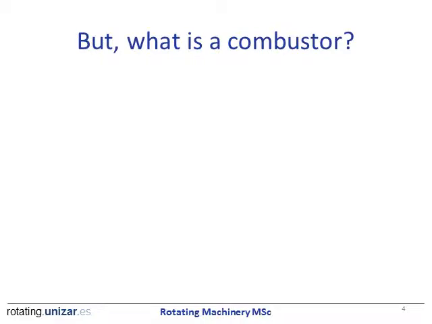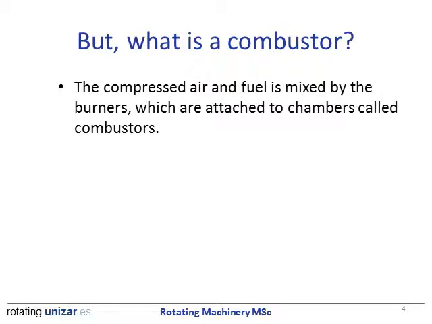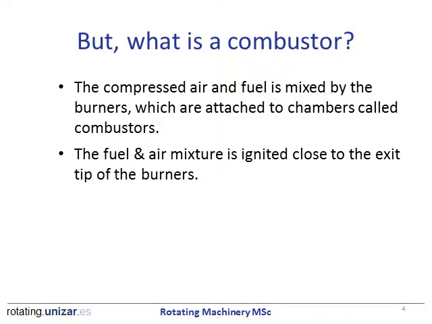Getting into more detail on how all these components of a combustor system are put together. Just to go in sequence, the compressed air coming from the compressor is mixed with the fuel, and this is done by the burners. The burners are attached to a chamber that is called a combustor. This mixture of fuel and air is ignited by the spark plugs or igniters, and this happens very close to the exit tip of the burner. In fact, if this is excessively close, you may have damage to the burners.